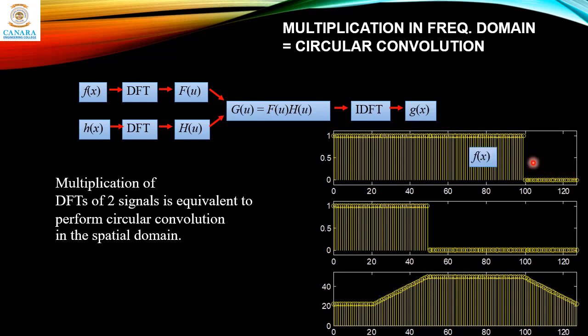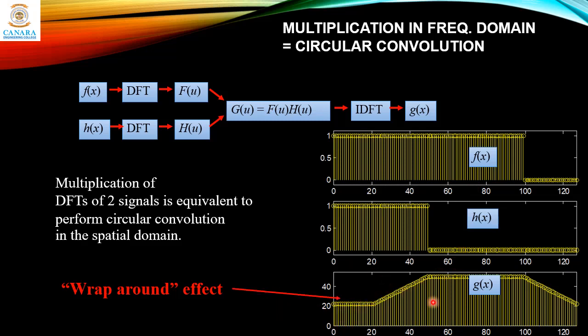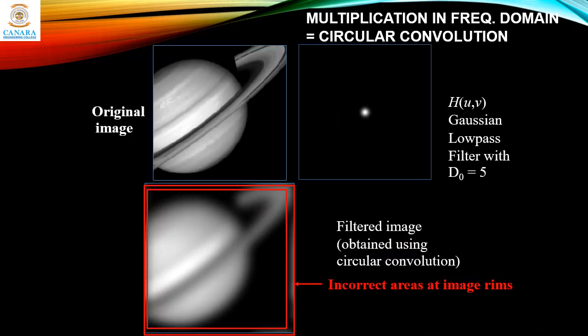Now look at the waveform. This is f of x and this is h of x, and as we studied in digital signal processing, circular convolution of two signals needs a padding of zeros. Otherwise, if the lengths of the sequences are not equal, then we'll get a wrap around effect like this. So in order to view this on an image, what happens exactly? Let's see this example. We have the original image, and this is our Gaussian low pass filter with D0 equal to 5.